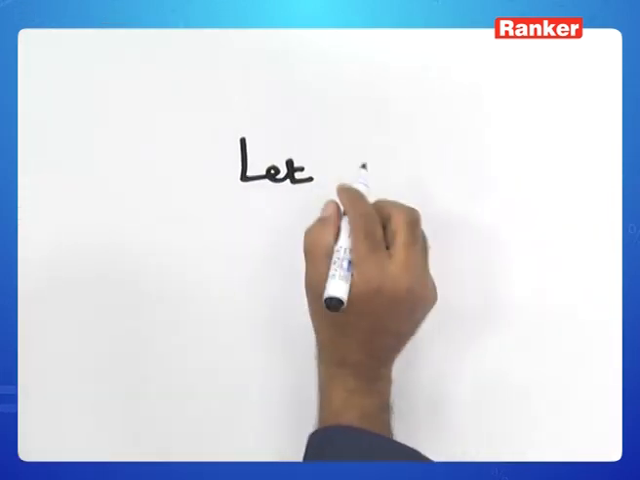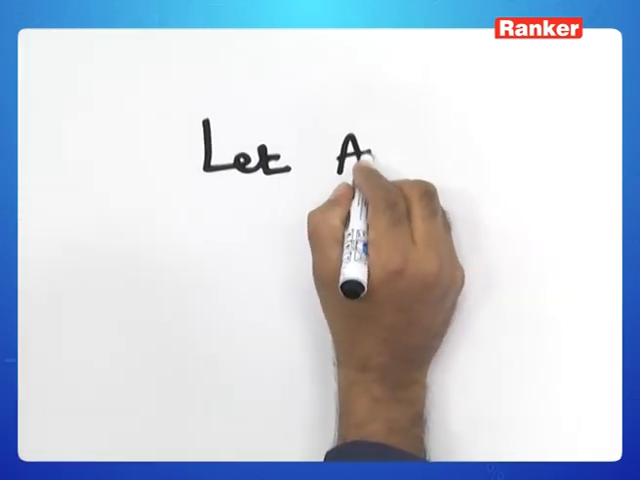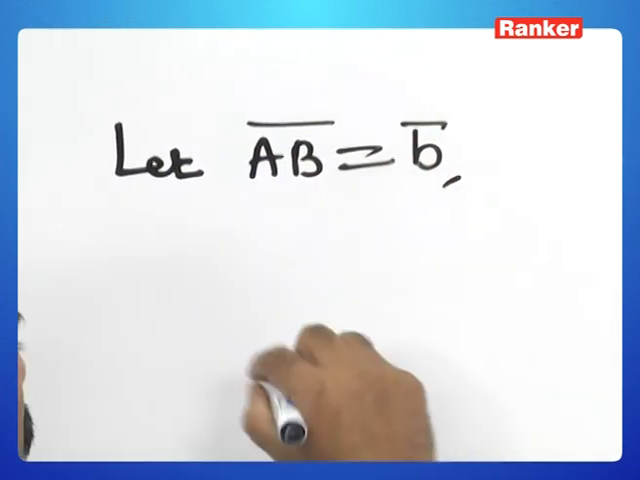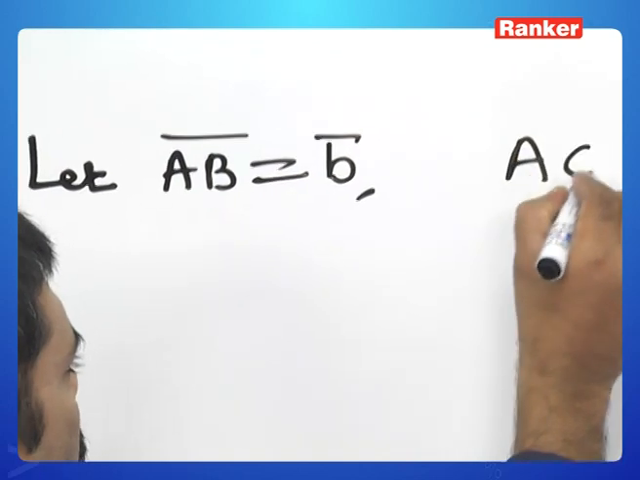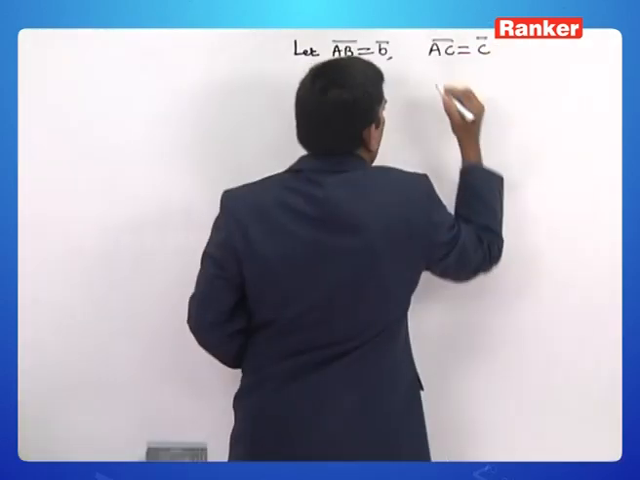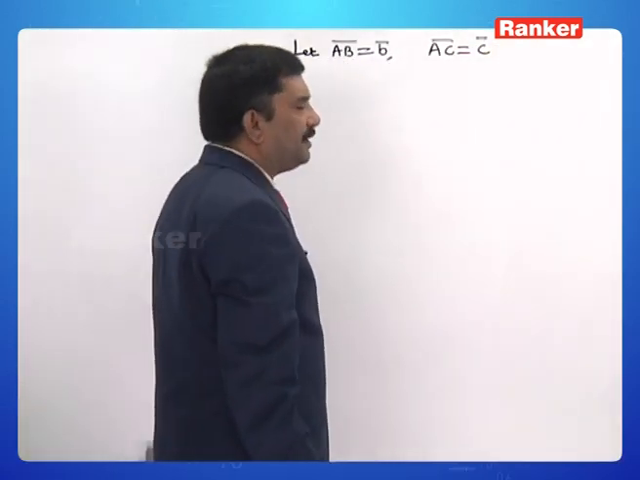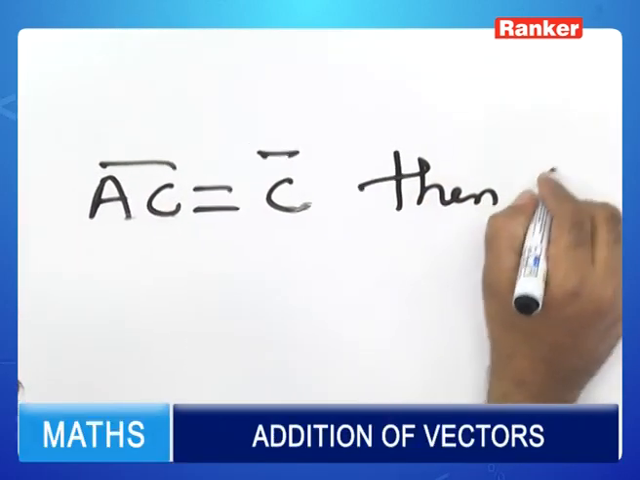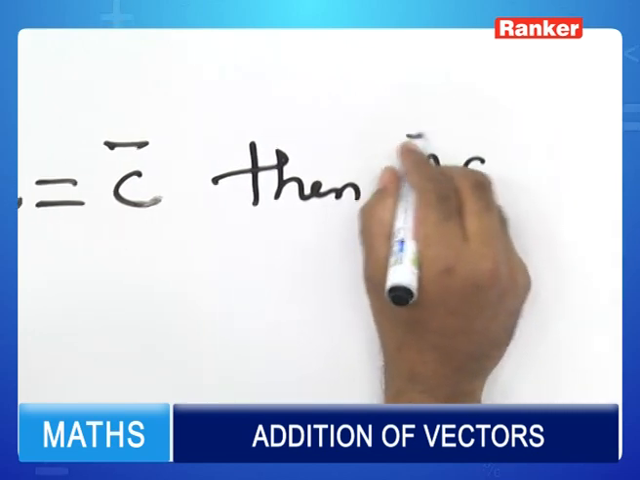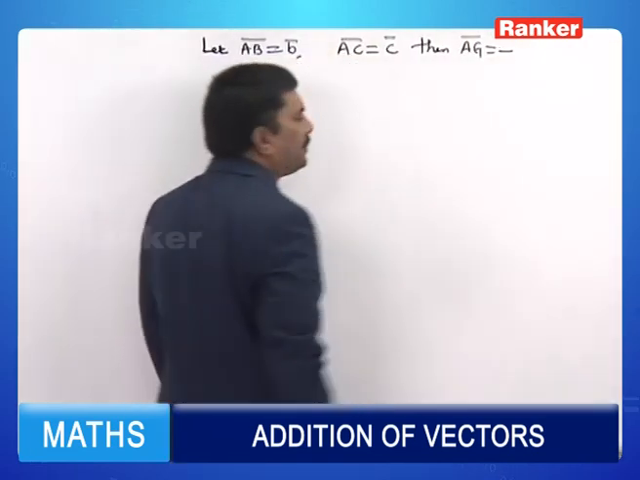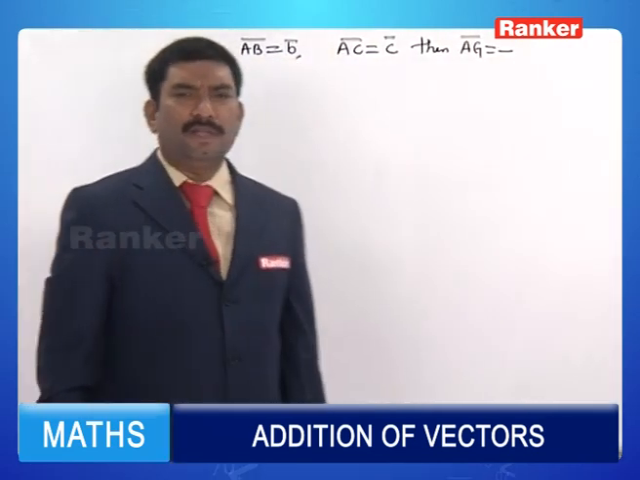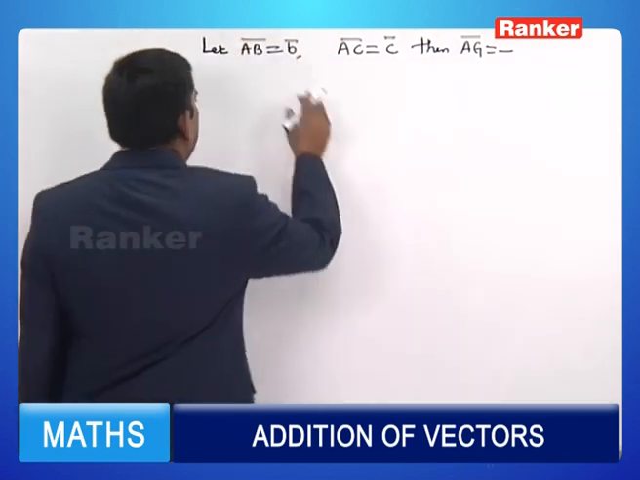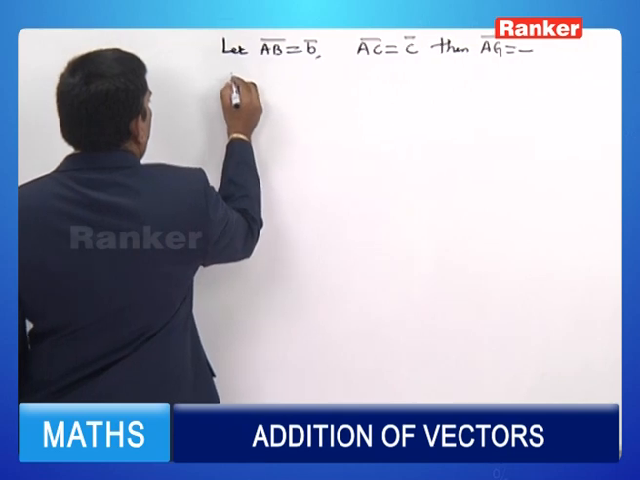Let AB bar is equal to B bar, AC bar is equal to C bar. Then AC bar is equal to dash. It is also a result of the centroid. Now what I do is, let us add these two.